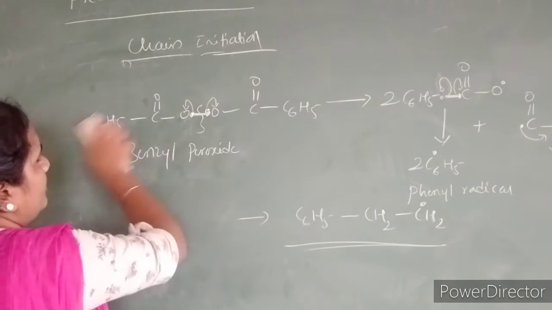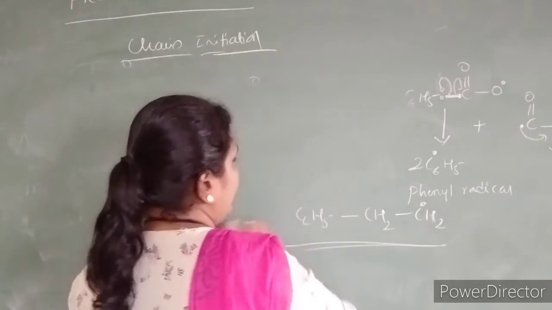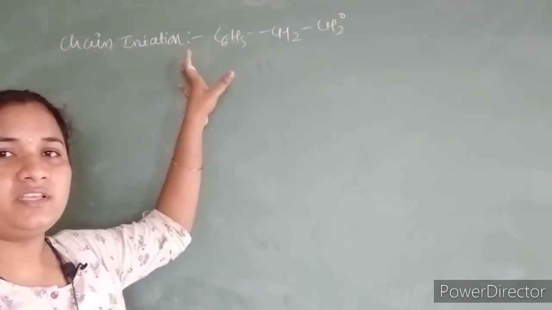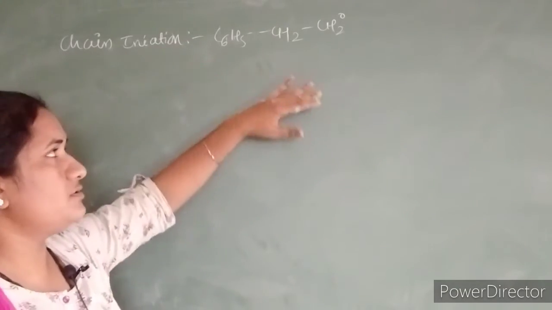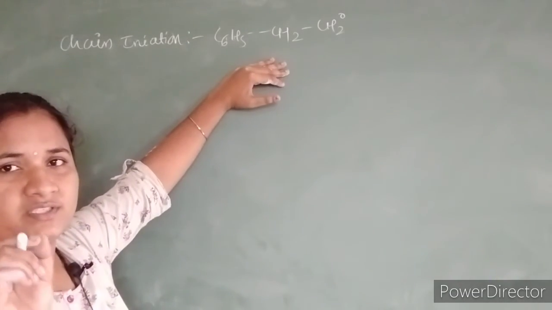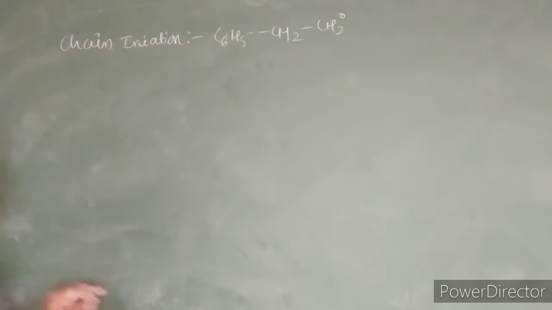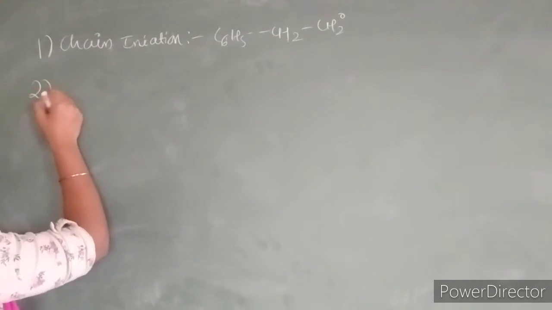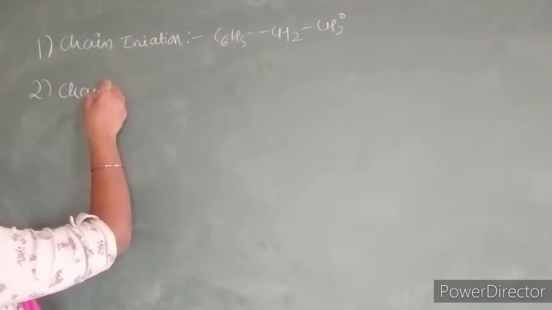In the next step we have to see the chain propagation. This is the radical which is formed during the chain initiation step. So this is the product, the first step product. In the second step we should learn about the chain propagation.